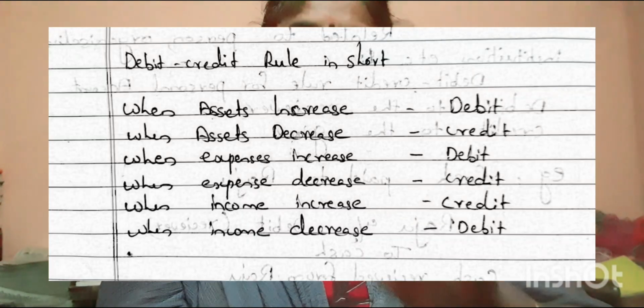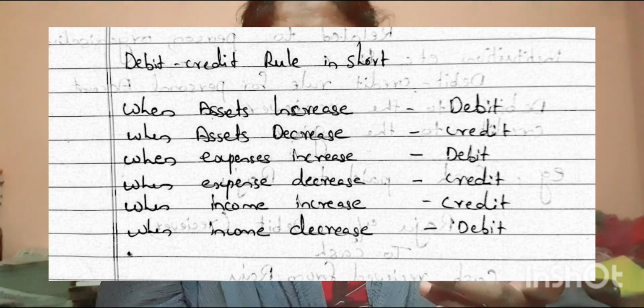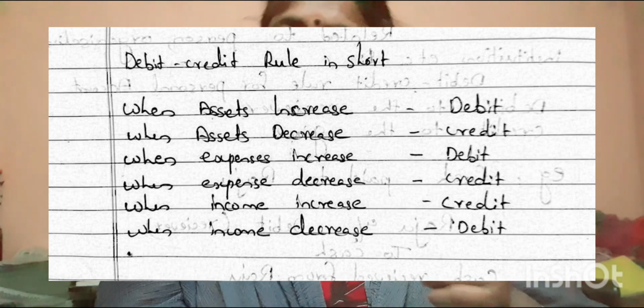Okay. Then the debit credit rule in short. When an asset increases, it should be debited. When an asset decreases, it should be credited. When an asset increases, it means the asset is purchased. Then the asset comes to the business, so it should be debited. When an asset decreases, it means we sold the asset, so the asset should be credited.